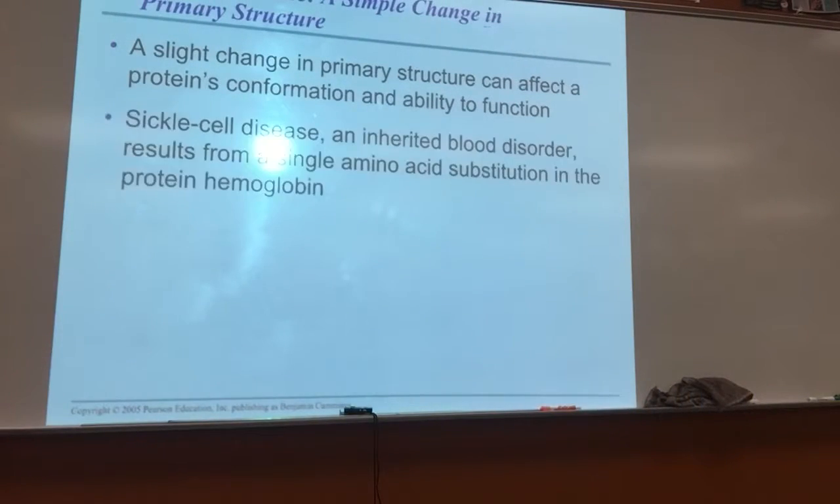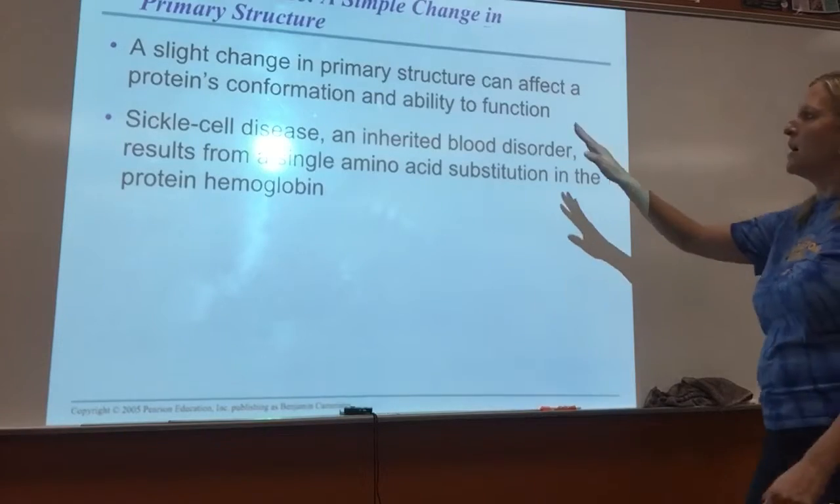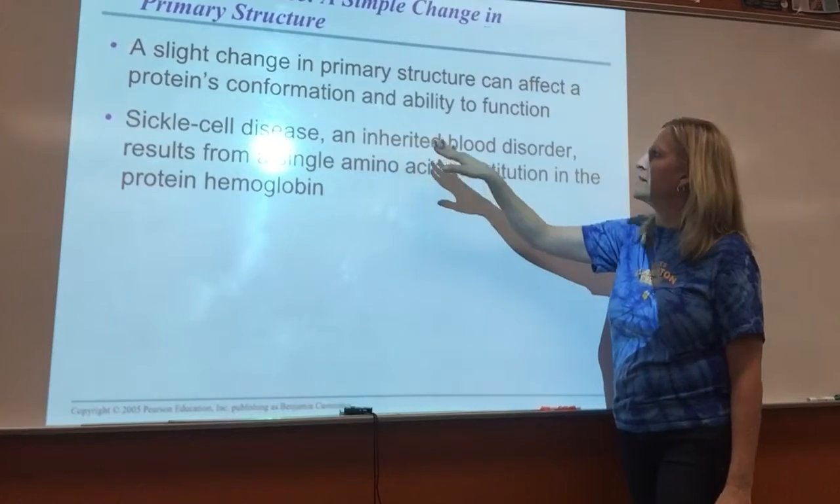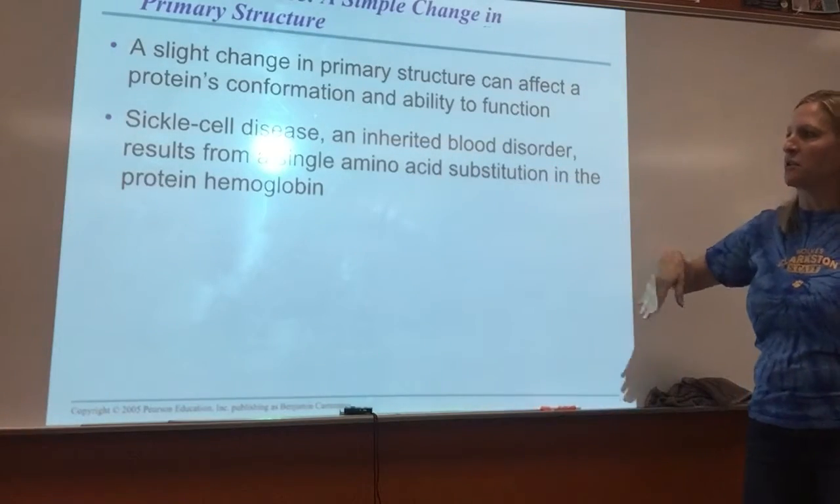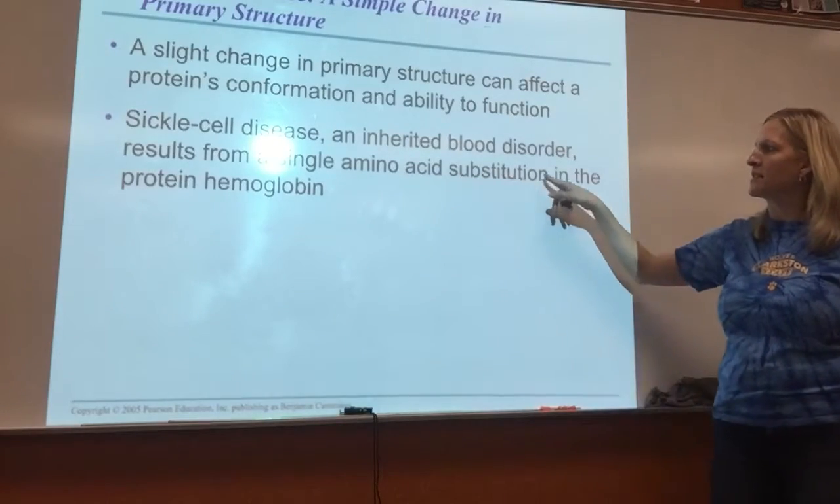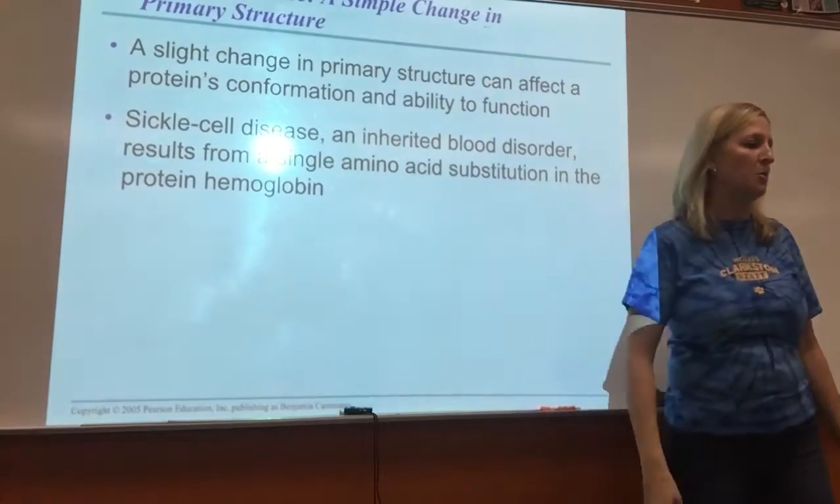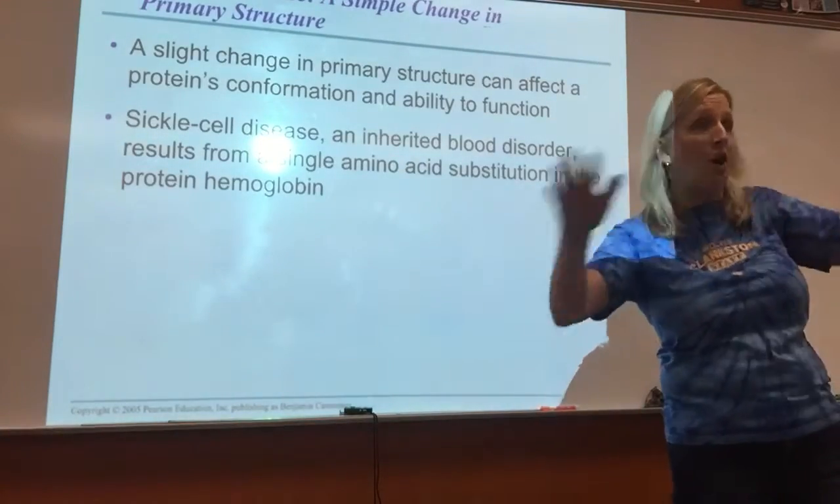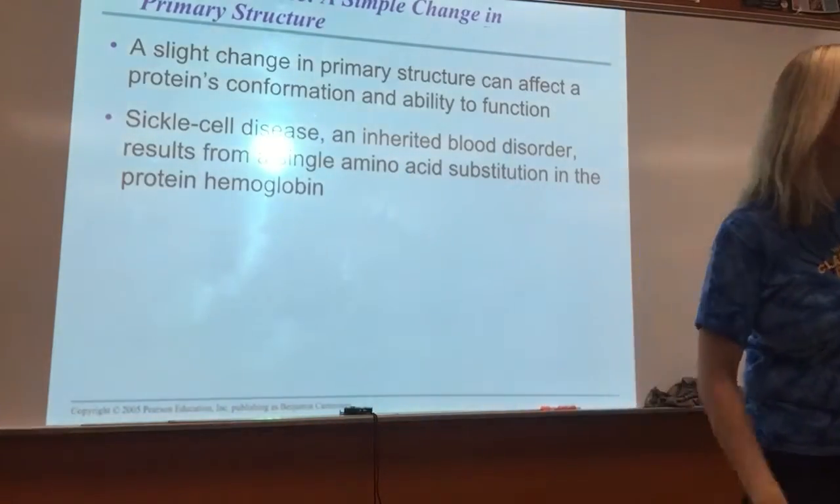And sickle cell disease is inherited, so we get it from genetics through our parents. It's a blood disorder, you'll see that in just a second, that results from a single amino acid substitution in hemoglobin. What is that? Well, you have a chain of amino acids, and a single substitution means one amino acid is substituted for another. So you just switch one out for the other, and that one switch causes a whole disease that can be life-threatening.